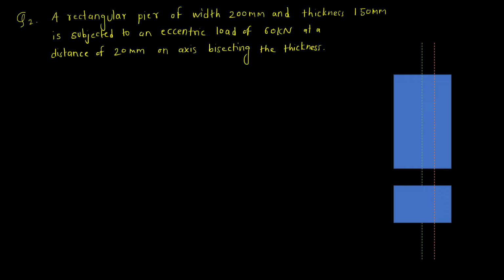Now what we have to find? We have to find maximum and minimum stresses. So now in this question what is given is that a rectangular pier is there. The dimensions of the pier are given. This is 200 mm and this is 150 mm.